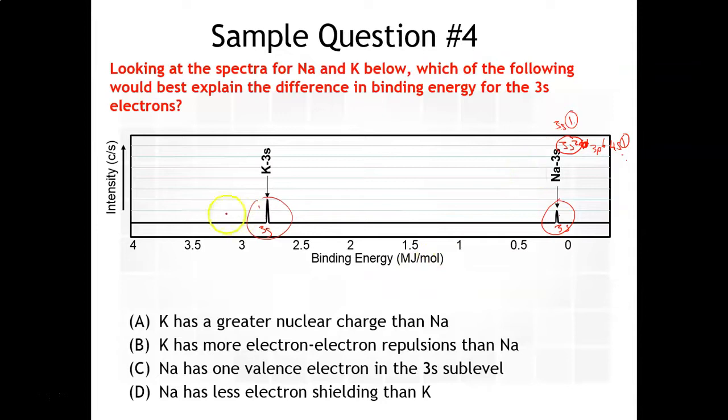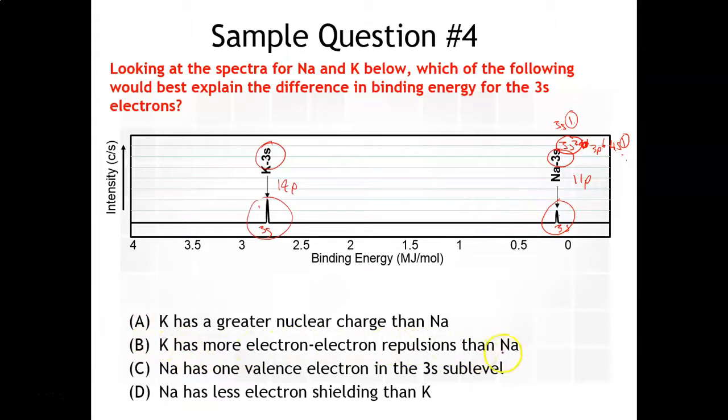But what's the difference here? We're talking about only the 3s. We're not talking about the 4s. We're talking about the 3s for both of them. So can nuclear charge play a role? Most definitely, because this has 19 protons for that 3s electron, whereas this has only 11 protons for that 3s electron. So that could definitely be it.